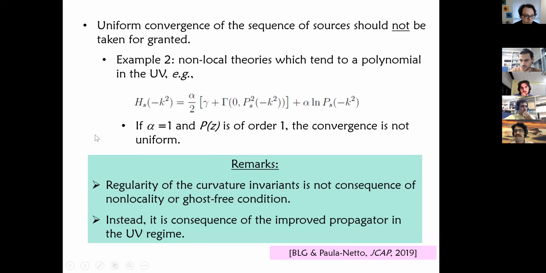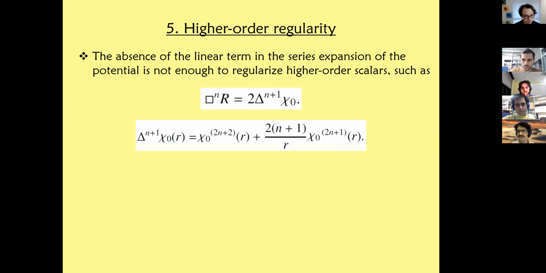So the results that we have for now are that the regularity of the curvature invariants is not a consequence of non-locality or the ghost-free condition. We can have local theories and theories with ghosts that have regular curvature invariants. Actually it is a consequence of the propagator having an improved behavior in the UV. Also, Jens mentioned this a few minutes ago. Here, I'm showing the proofs, let's say.